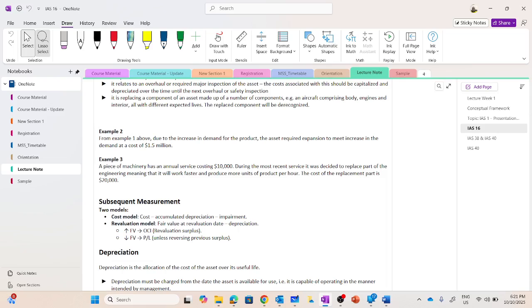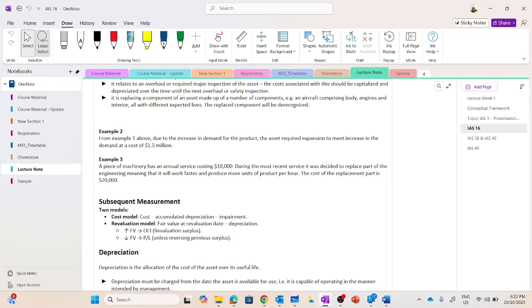Now it's simple. The annual service cost should be expensed because it is an annual cost, and also it will not result in enhancing the economic benefits the asset is providing. Then also the cost of the replacement part, which is very important, a major component needs to be replaced. So since the component is major, it will enhance the economic benefit.